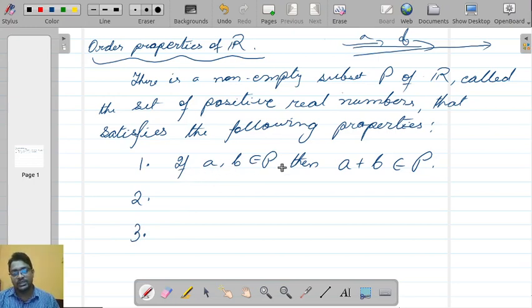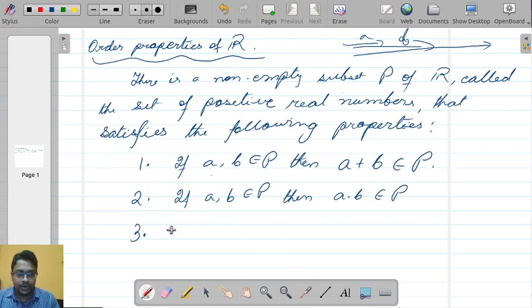This is motivated from the fact that the sum of two positive real numbers is positive. So P is such a set of real numbers which satisfies this property: A plus B belongs to P whenever A and B belong to P. Number two property: if A, B belong to P, the product, then if we multiply two positive quantities, the product is positive. So A times B is also in P. This is another property.